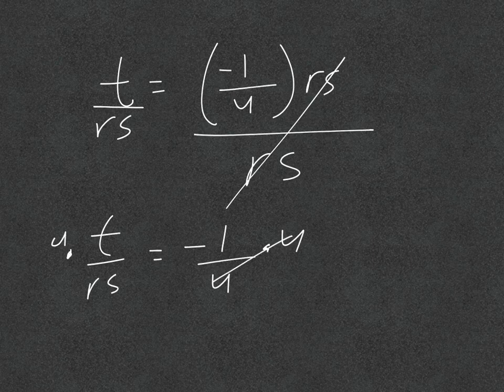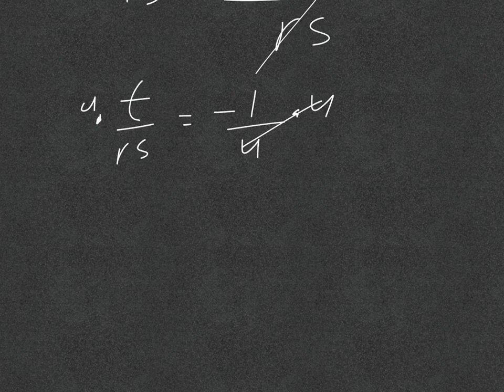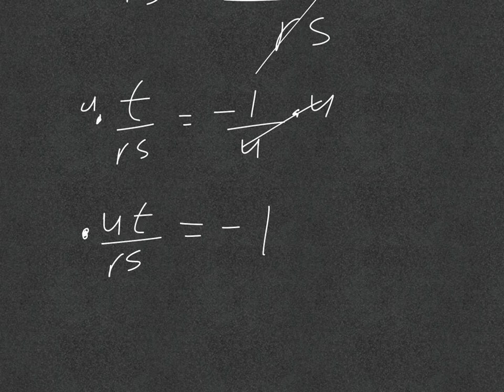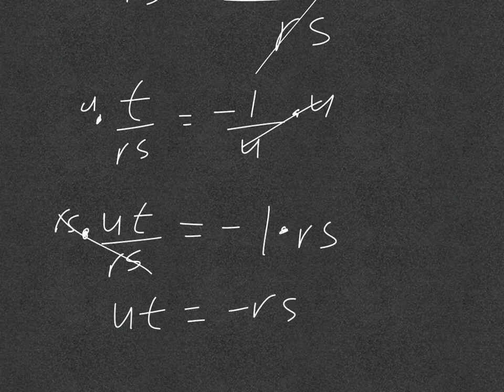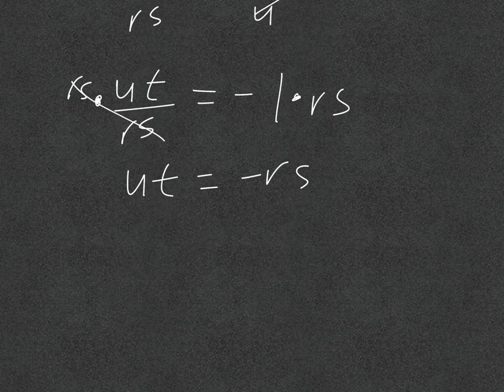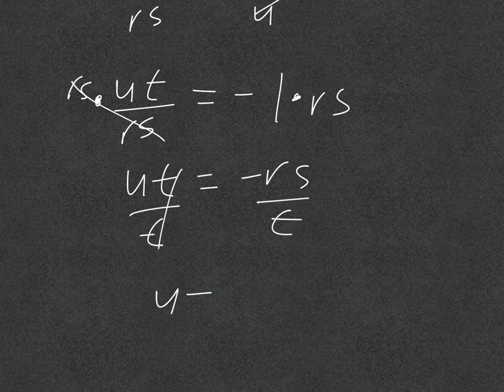U's cancel over here. Slide everything out. We're left with ut divided by RS equals -1, okay? Well, now we need to get u by itself over here, and we know how to do that, okay? RS is being divided. Multiply by RS on both sides. Times RS, right? These cancel. You got ut equals negative RS, and now we're back to the final step we had on the other problem, right? And we divide by t on both sides. T's cancel, and we're left with u equals negative RS divided by t.